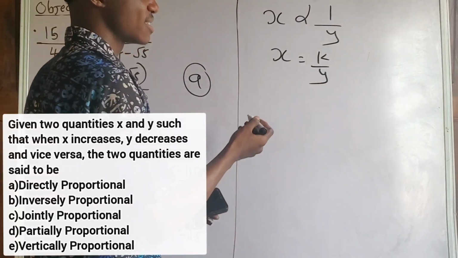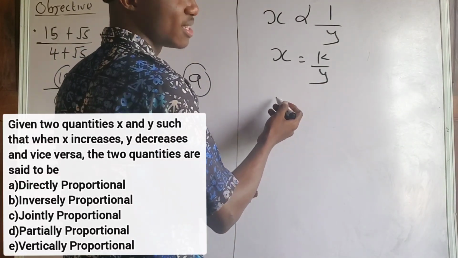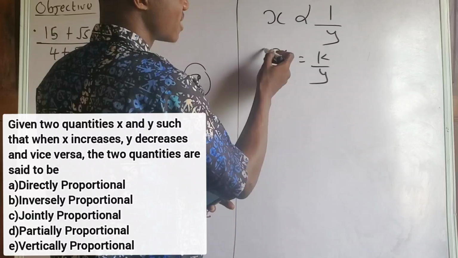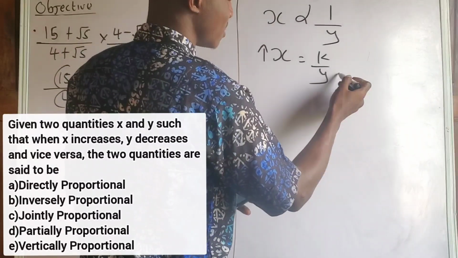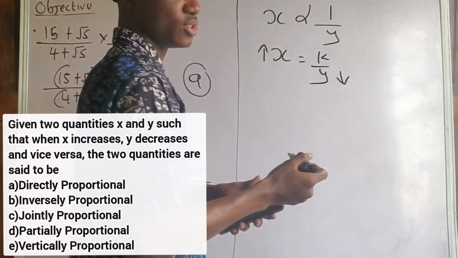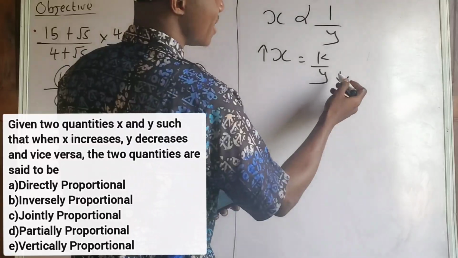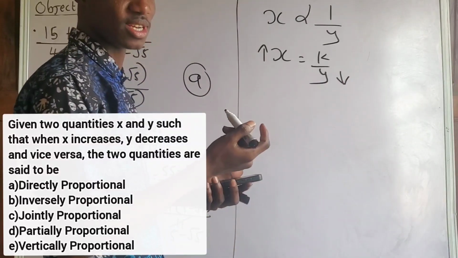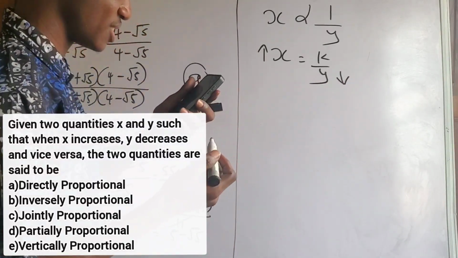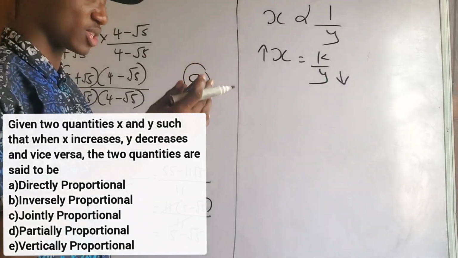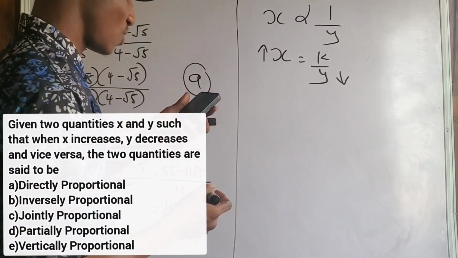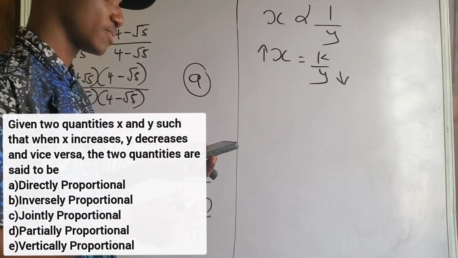Let's say that if x increases, y will decrease. Do you understand? And if y increases, x will decrease. So that is indirect variation, inversely proportional. They are inversely proportional to one another. So the correct option is option B.